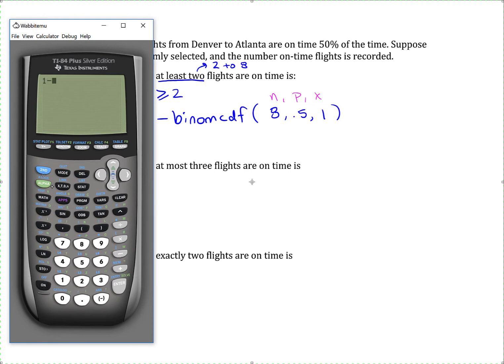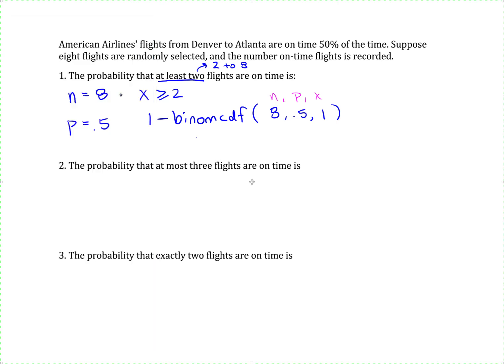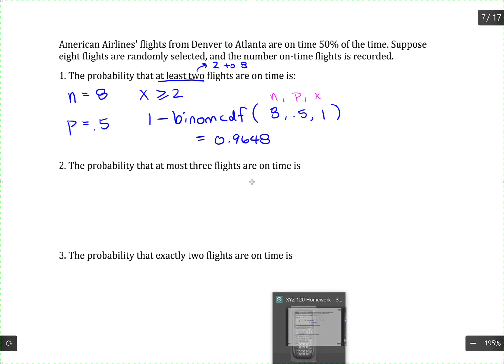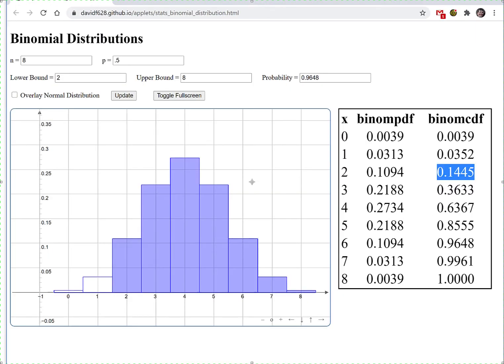If I take 1 minus, second in bars there, and scroll down to Binompdf, then Binomcdf is right after that, and N is 8, P is 0.5, X is 1. That gives me 0.9648, which is exactly what the sum of those blue bars was.